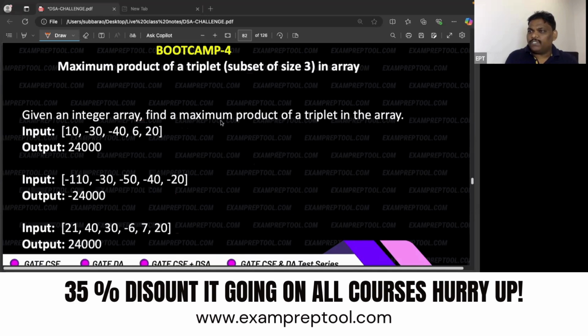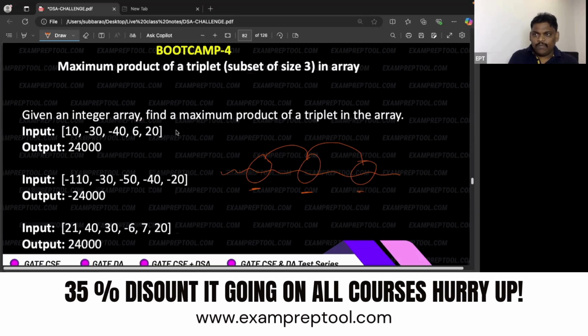So first let me explain the problem once again. This is the given array. In the given array, find any three numbers whose product is maximum. That is the goal. Take any three numbers whose product is maximum. So see this one.